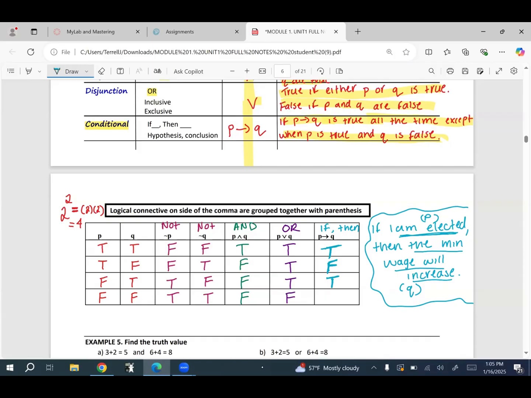And look at the last one. P is false and Q is false. So what that's saying in terms of this example is the person did not get elected and therefore the minimum wage did not increase. Well, that tends to track with what's being said here, right? This statement says if the person is elected, the minimum wage will increase. So I could expect that if the person doesn't get elected, the minimum wage will not increase. So this statement is true.